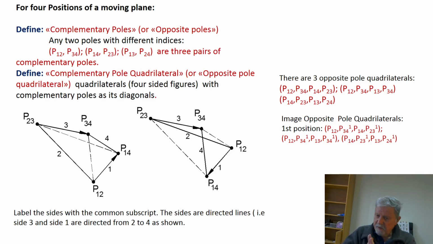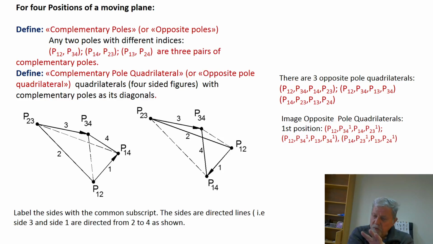Now, there's something particular about 4 positions, and that is we have what we are going to call complementary poles. Complementary poles are 2 poles that do not have the common subscript. You have 3 complementary poles, P12, P34, P14, P23, P13, P24. These are the complementary poles, or opposite poles sometimes called.